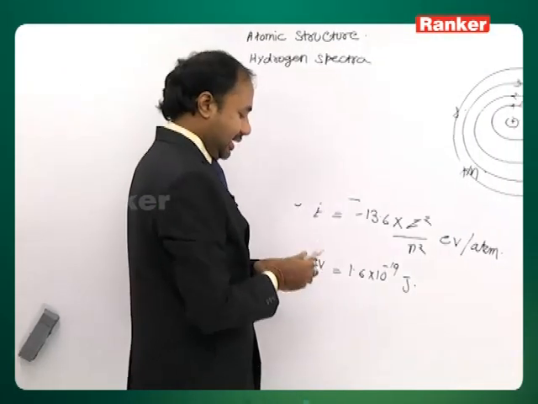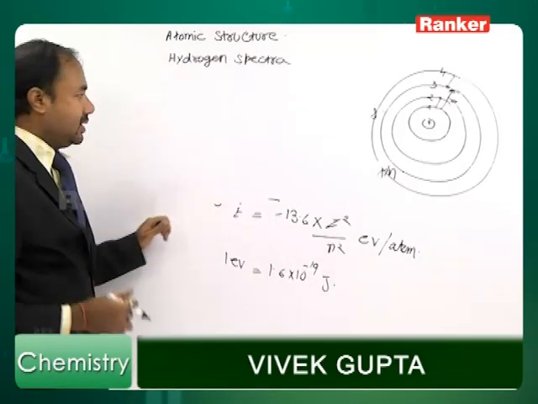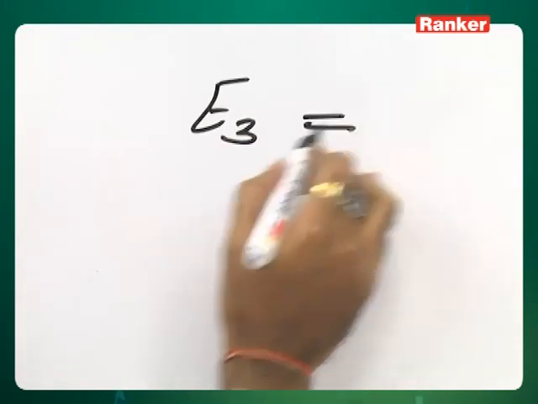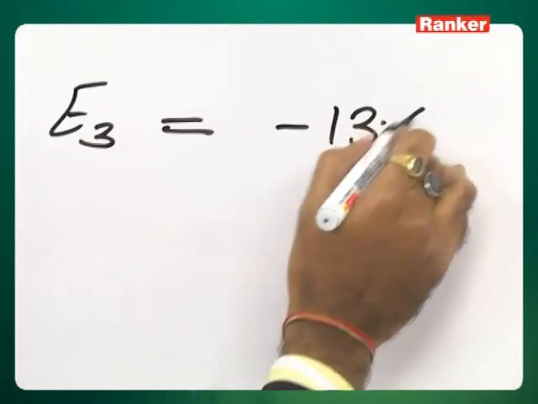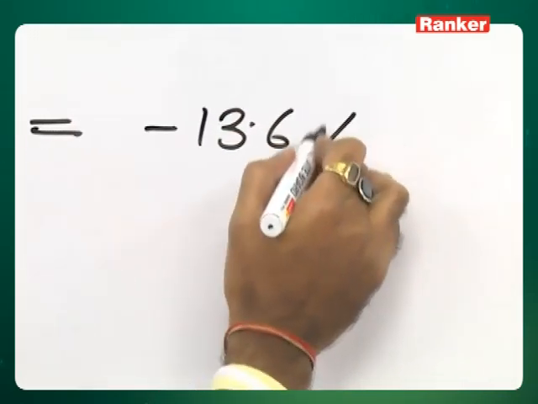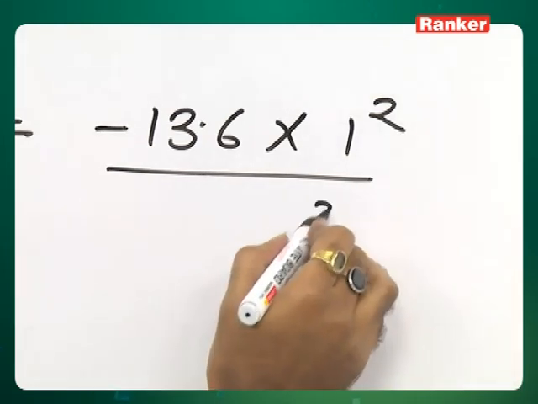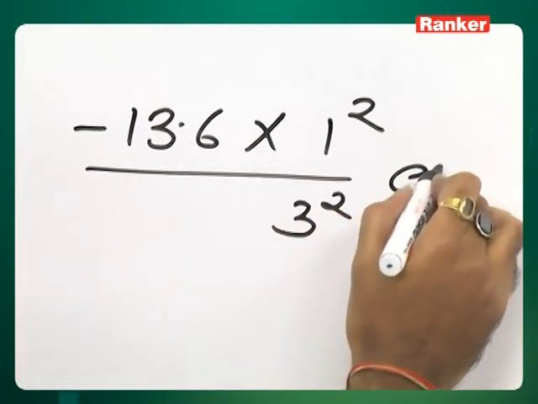If an electron transits from the third shell to the first shell, how much energy is going to be emitted at that time? This we can find. We will calculate the energy of the third shell of a hydrogen atom, which will be equal to minus 13.6 into Z, for hydrogen atom Z is 1, squared, upon n, the third shell it is coming from, so 3 squared, electron volts per atom.